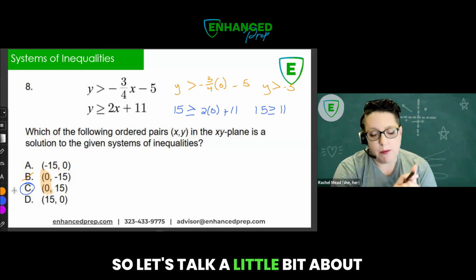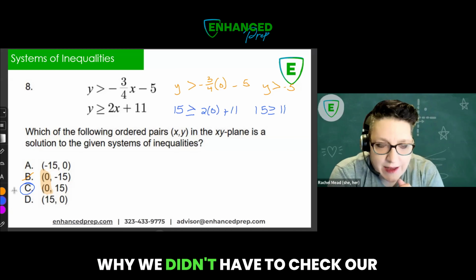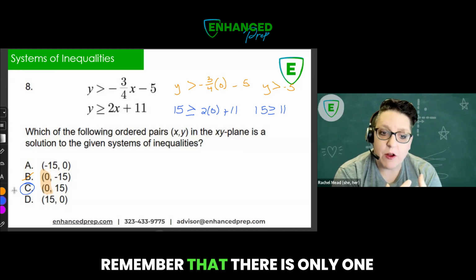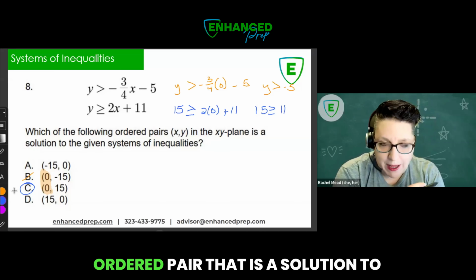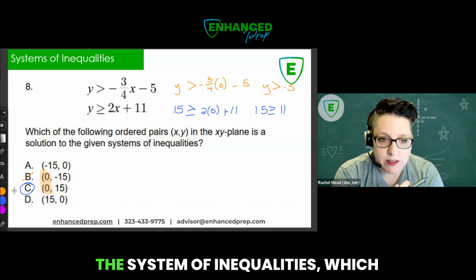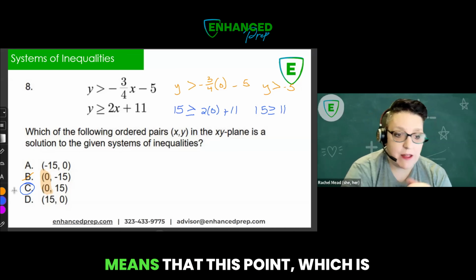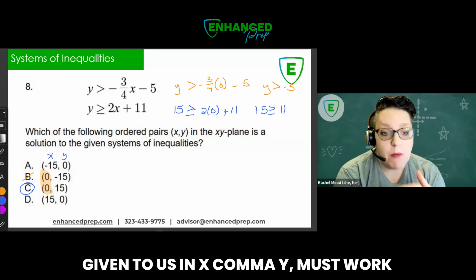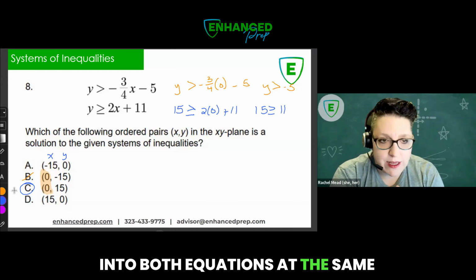So let's talk a little bit about why we didn't have to check our other answers in this case. Remember that there is only one ordered pair that is a solution to the system of inequalities, which means that this point, which is given to us in x comma y, must work in both equations at the same time.